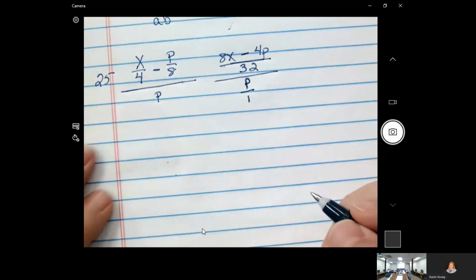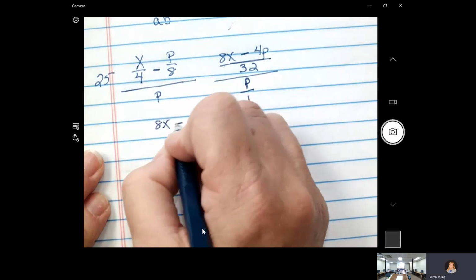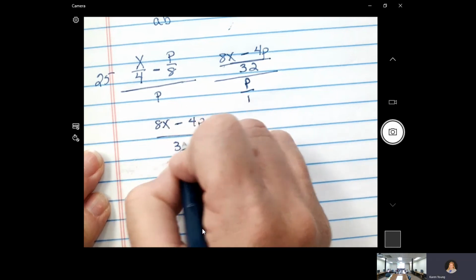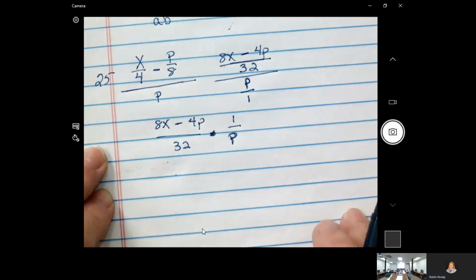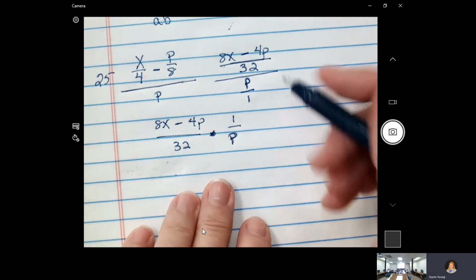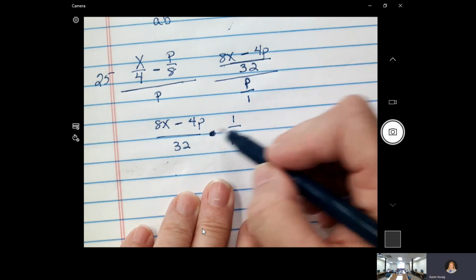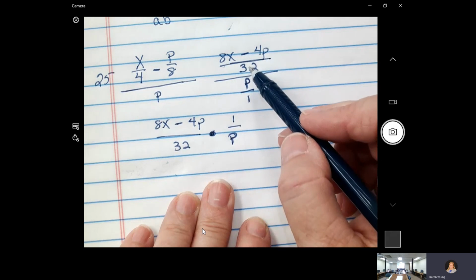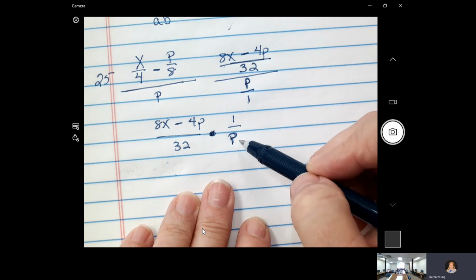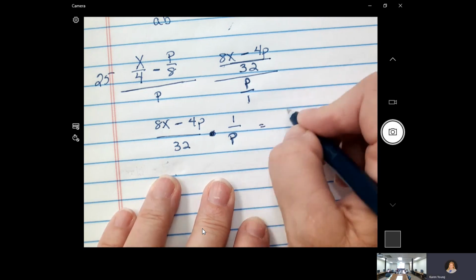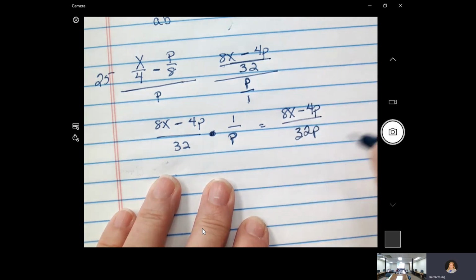Okay, I'm going to do that same little trick I did a while ago, where I have 8x minus the 4p over the 32 times 1 over p. We're still doing multiplication. I keep the first one just like it is, nothing changes, and then I flip the bottom one and multiply them together. So that's going to give me 8x minus 4p over 32p.